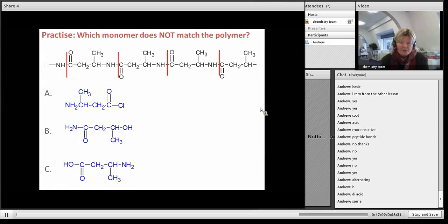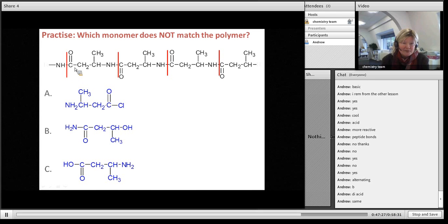It's the same. So we know that it won't be a diamine and a diacid, and I haven't given you that option, but say in the exam they could. But so now we've got to see what does it look like. So I've deliberately reversed it to make things a bit more difficult.